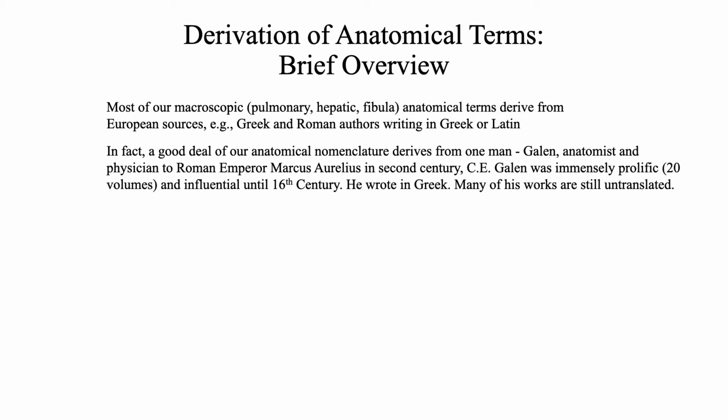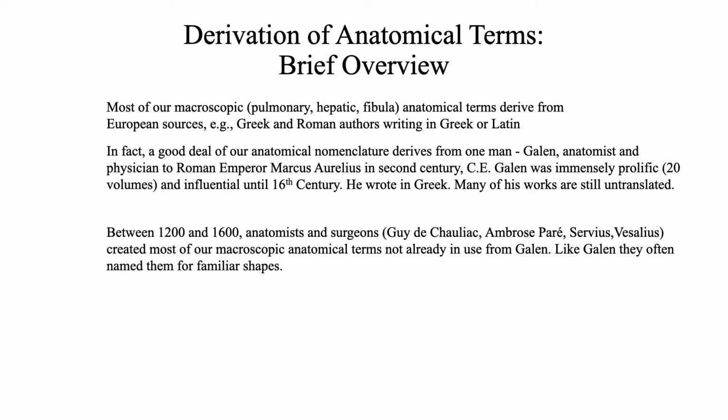A good deal of our anatomical nomenclature comes from one man, Galen, who was an anatomist and a physician to the Roman Emperor Marcus Aurelius in the 2nd century CE. Galen was immensely prolific, publishing 20 volumes on different subjects, many of them related to the body, and was very influential until the 16th century when his ideas came under revision. But they were gospel until then. Even though he lived in Rome, he wrote in Greek, and many of his works are still unpublished.